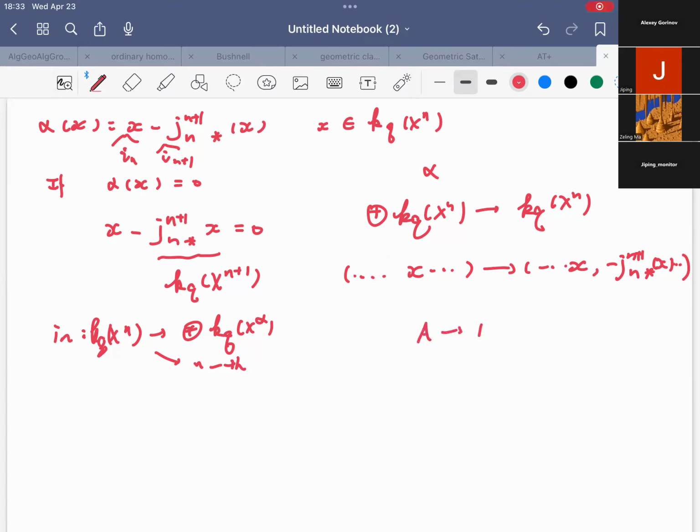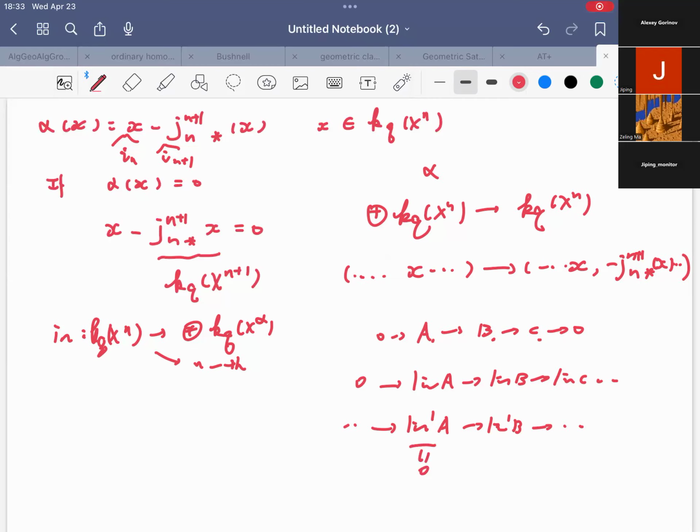You mean you have a short exact sequence? Maybe you have here a limit of A to limit of C, then you need to continue with limit 1 of A, limit 1 of B. Well, if by lim you mean the inverse limit, then yes. If you mean the direct limit, then there's no limit 1, at least not for abelian groups.